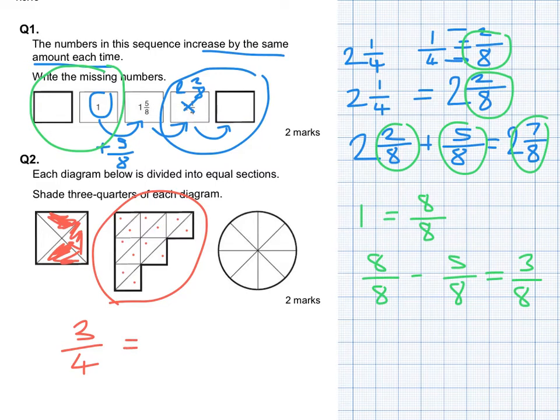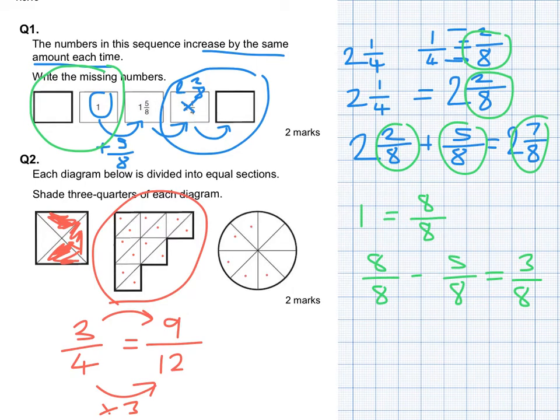Got 12 sections. I'm still going to shade in 3/4, but I need to work out how many out of 12 that is. So 3/4 is how many out of 12. So 4 times 3 is 12. So 3 times 3 is 9. I need to shade in 9 of those. It doesn't matter which 9 at all.